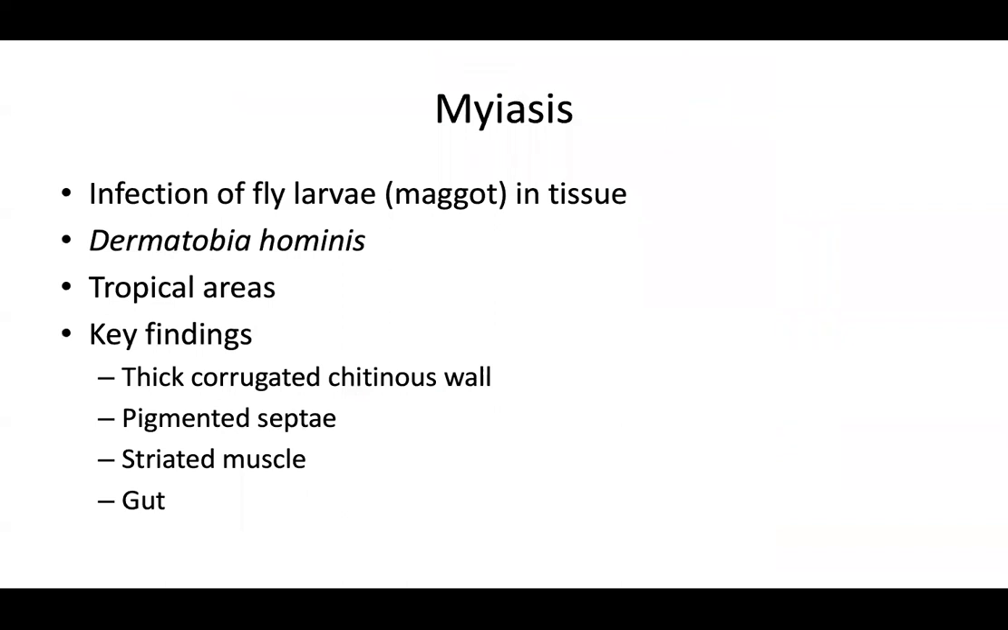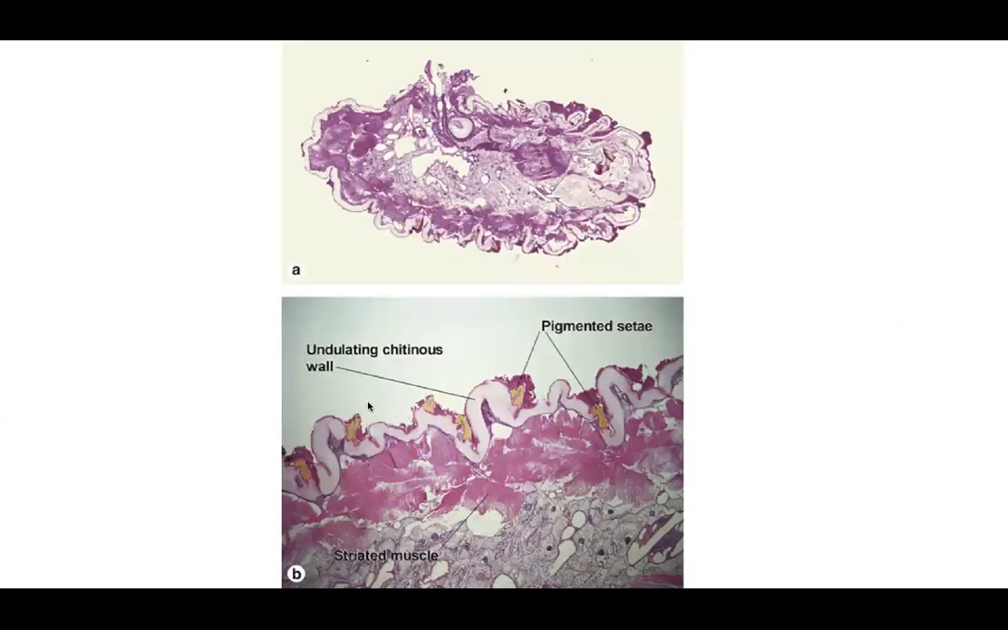So we're moving into some other organisms that you should be able to recognize, at least on the slides, just because they're high yield to ask about. Myiasis is an infection of fly larvae or maggots in tissue caused by Dermatobia hominis, often in tropical areas. The key finding here is a thick corrugated chitinous wall with pigmented septae; striated muscle and gut can be seen within these organisms. Here is that undulating thick chitinous wall with the pigmented septae and the striated muscle that you can see, as well as the gut.